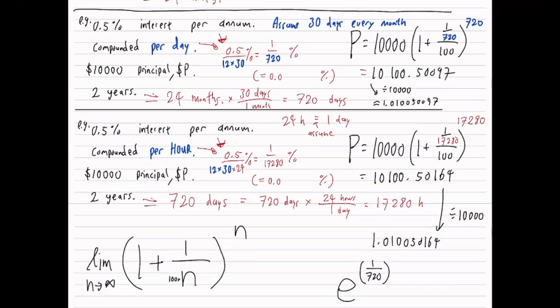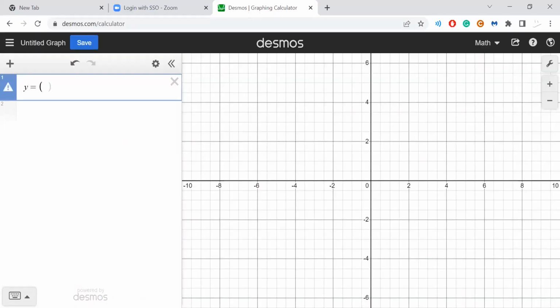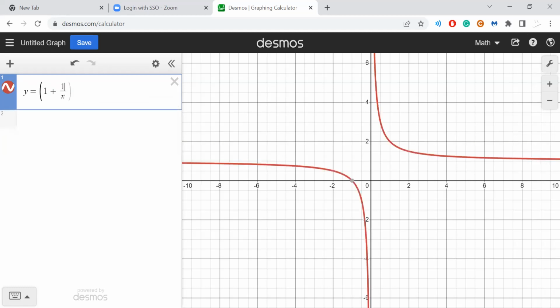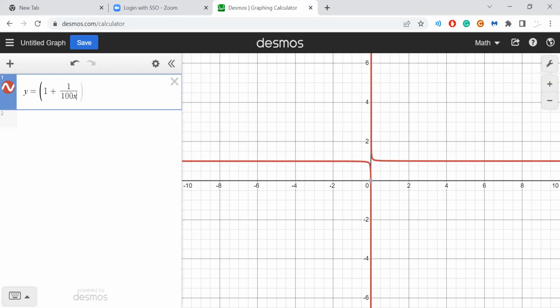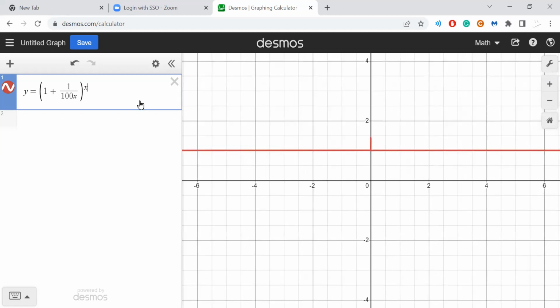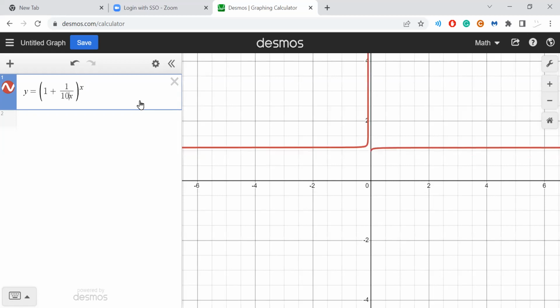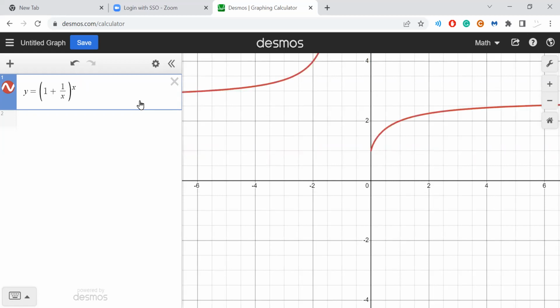Over to the screen here. We're going to try drawing this graph. 1 plus 1 over, instead of n, we're going to use x because that's how the calculator here works. And then if you put in 100, there's really no difference. You can actually not put the 100 there. You will still get the same pattern. Then you raise it to the power of x. Did I do something wrongly? Okay, let's say I get rid of that 100. Then let's see what happens.